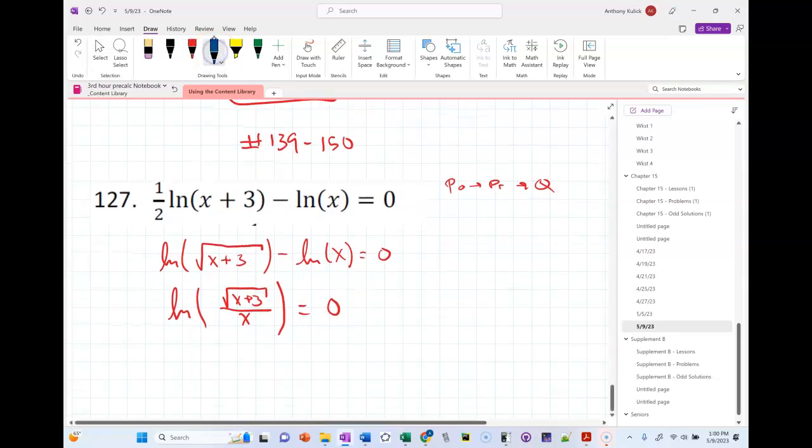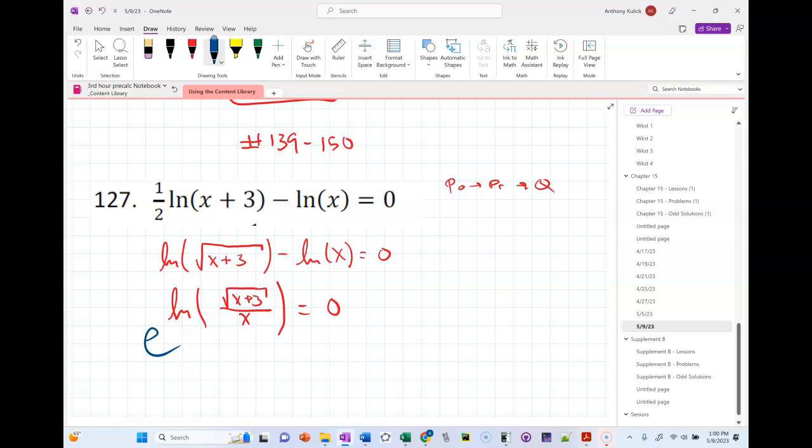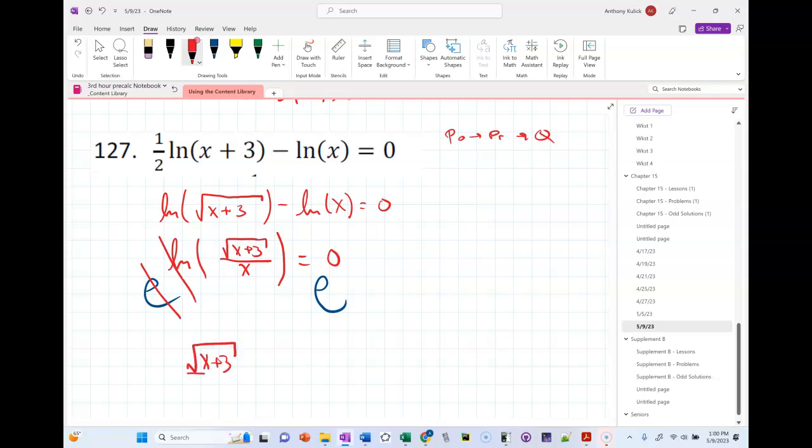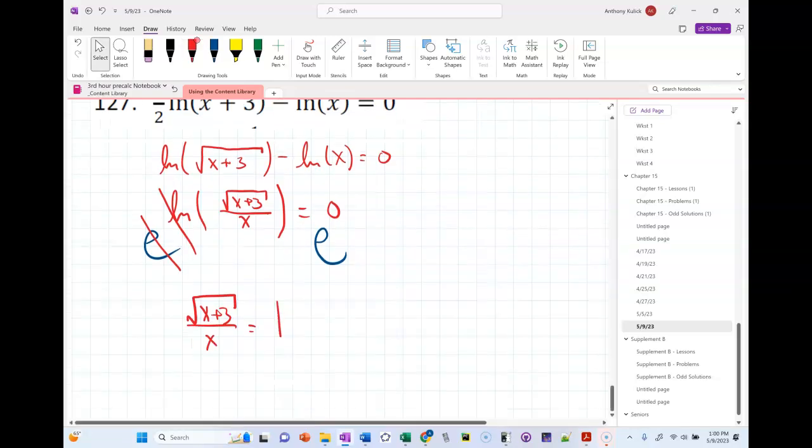Now to cancel that natural log, what do I need to use? Exponent base of e. So the e just cancels the natural log. So on the left I have square root of x plus 3 over x. And on the right I have e to the 0, which is 1.